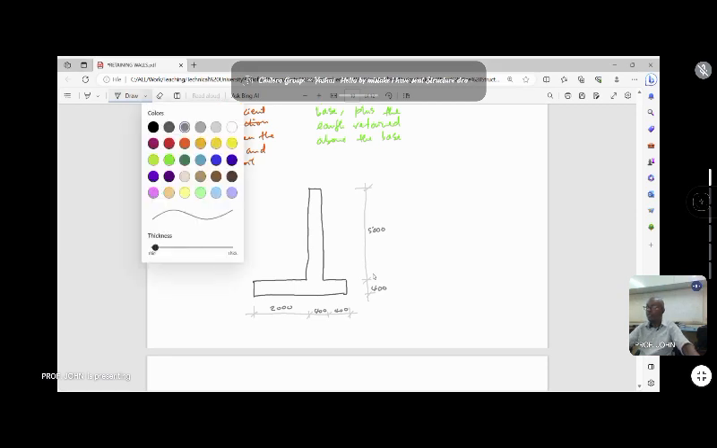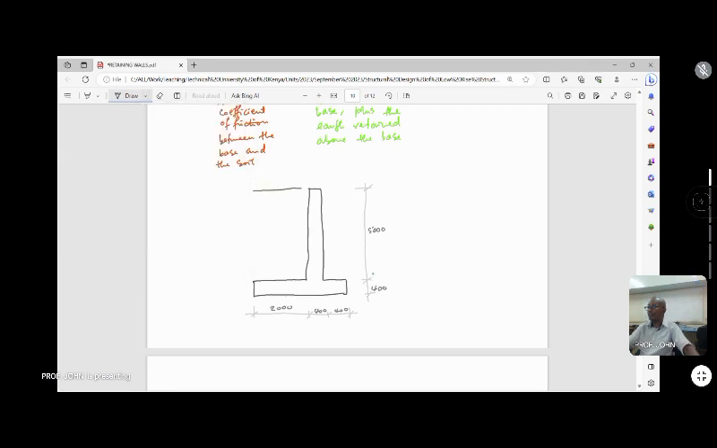So we're interested in these widths. Okay, let's first draw the retained earth here. Retained earth.